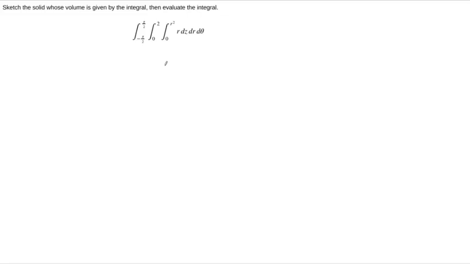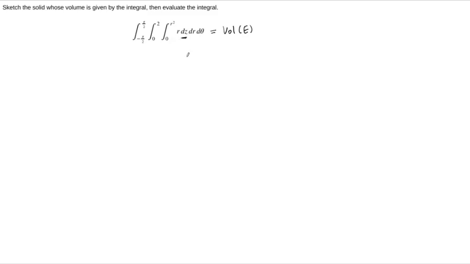In this example, we're given an integral in polar coordinates, and we're asked to interpret this integral as the volume of some solid region E in three-dimensional space. I said polar coordinates, but I mean cylindrical coordinates because there is a z coordinate here.